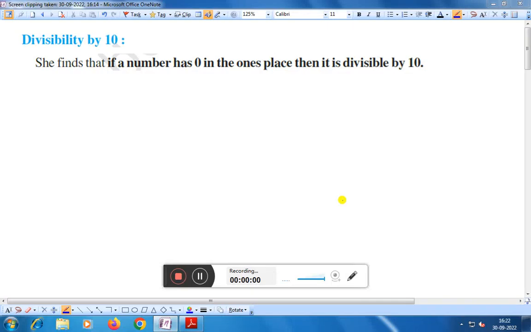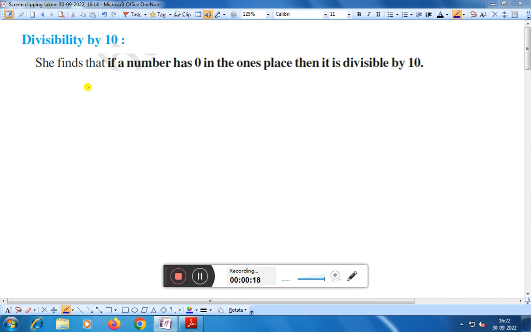Hello friends, today we'll discuss the divisibility rule by 10. If a number has 0 in the ones place, then it is divisible by 10. Let us take one example.